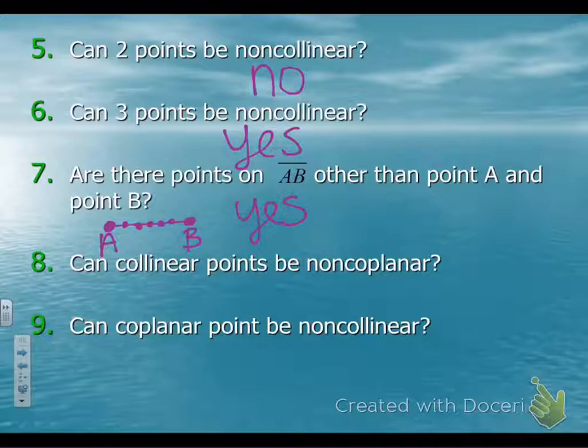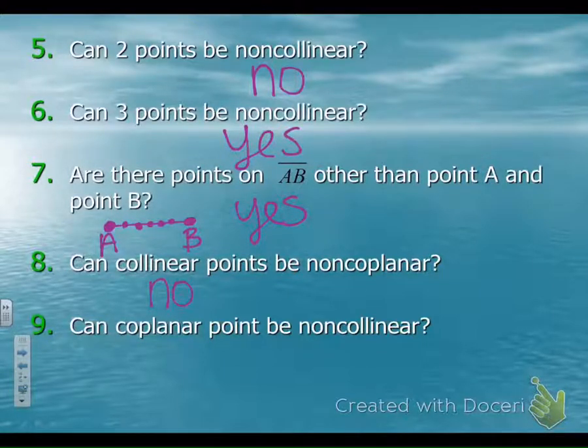Can collinear points be non-coplanar? So can points be on the same line but be in different planes? The answer is no. If they are on the same line, there is a plane that contains them at the same time.